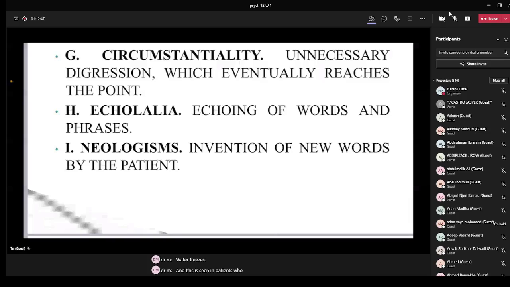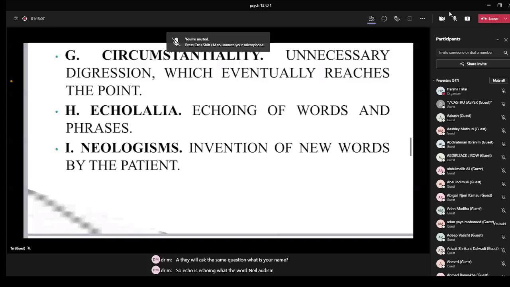Echolalia is a phenomenon where the patient echoes words or phrases, and this is seen in patients who keep on repeating what they've heard. For instance, if you are interviewing the patient, you may ask them, what is your name? Rather than tell you they're called Smith, they will ask the same question, what is your name? So echo is echoing what they've heard.